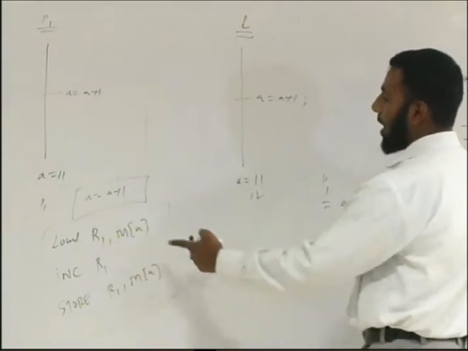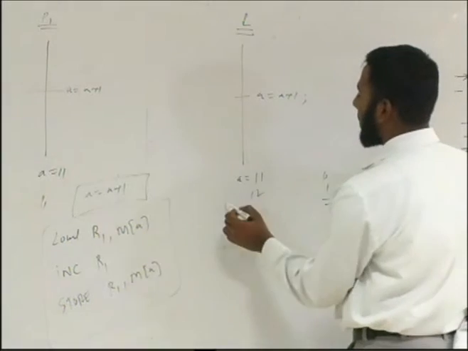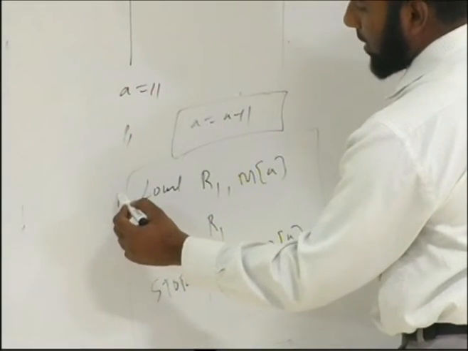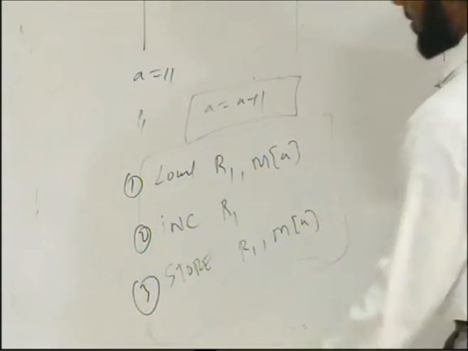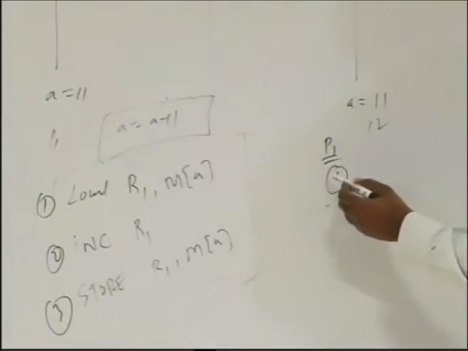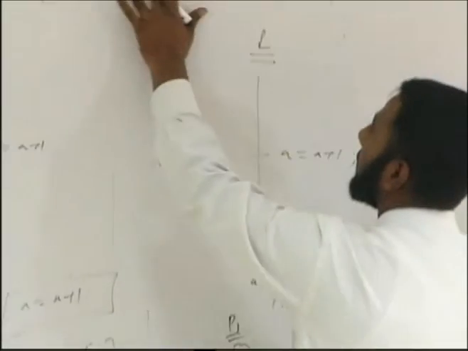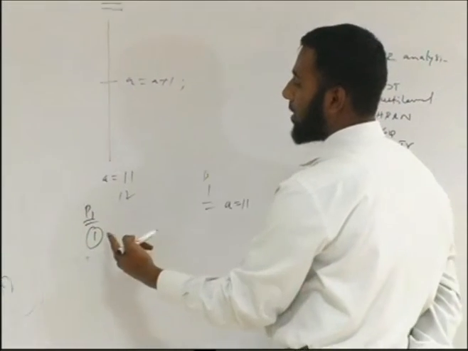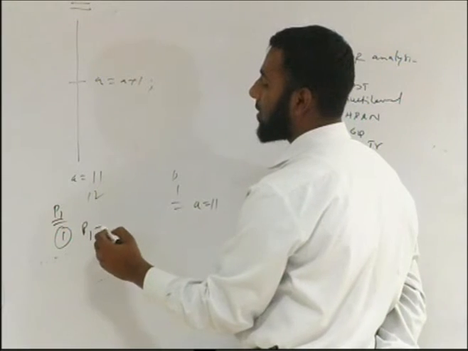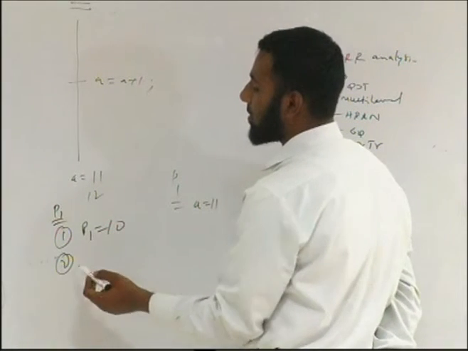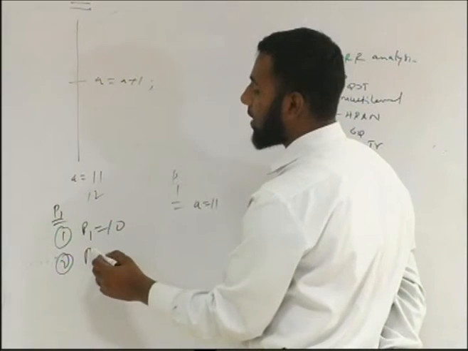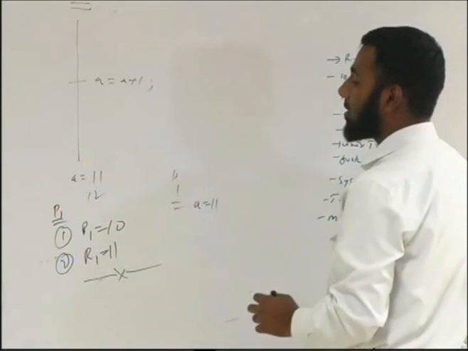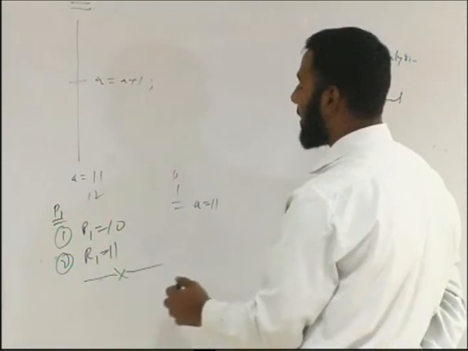Now what happens? I'm just naming them 1, 2, 3. For process P1, instruction 1 has been executed. Initially the value of a is assumed to be 10. So register R1 will have the value 10. Then the second is executed, and R1 will have the value 11. Assume that here an interrupt comes. When the interrupt occurs, because it has not updated, it didn't store the value.